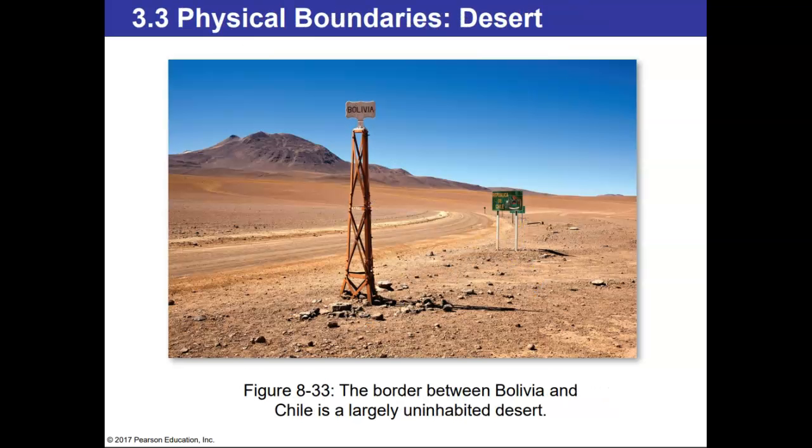Third and last category, physical boundaries. Let's talk about deserts. Deserts can act as physical boundaries. Take a look at figure 8-33, located on page 284 of your textbook. This pictures the border between Bolivia and Chile. We can see that it's largely uninhabited, so it helps identify a major border between these two countries. Another example might be the Sahara Desert on the African continent, which separates northern Africa from southern regions.